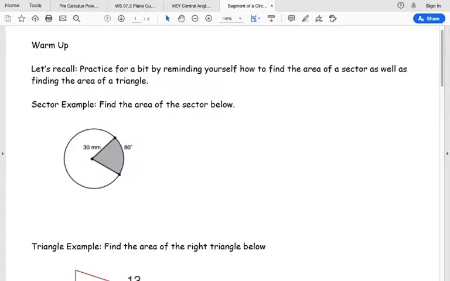I'm doing notes today over segments of a circle. I thought we would start these notes by doing a warm-up first. So the first page is a warm-up. The warm-up is intended just to remind you of things like how to find the area of a sector, how to find the area of a triangle.